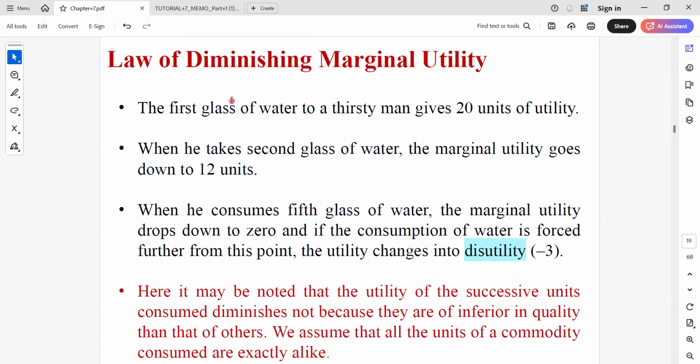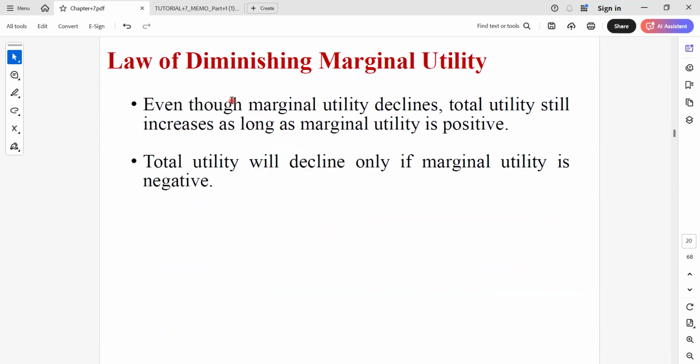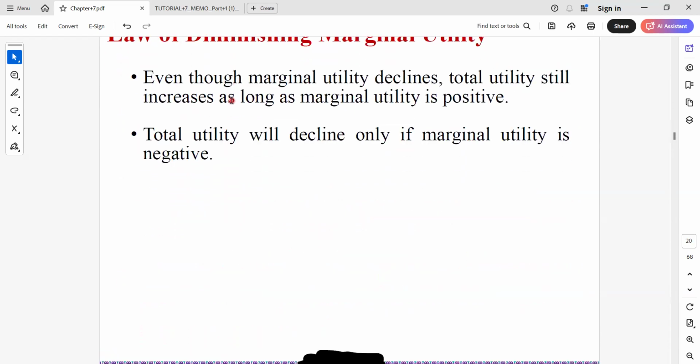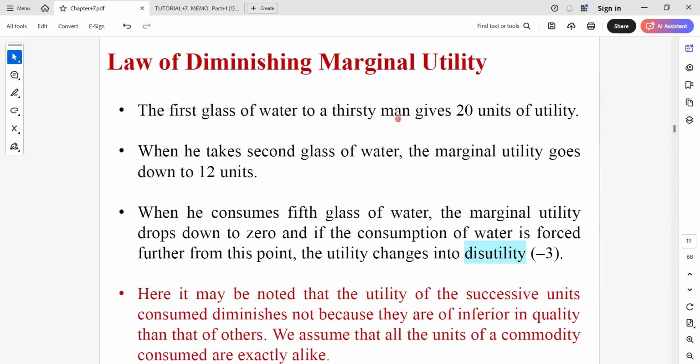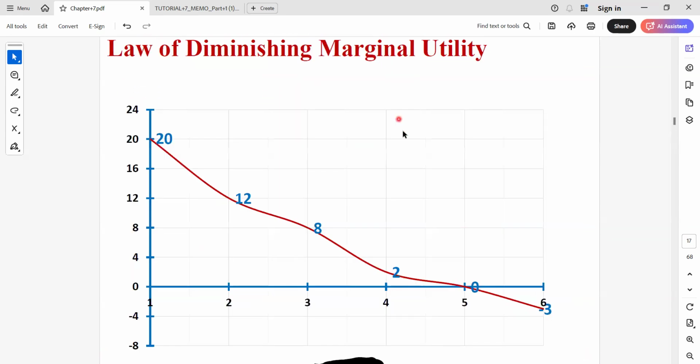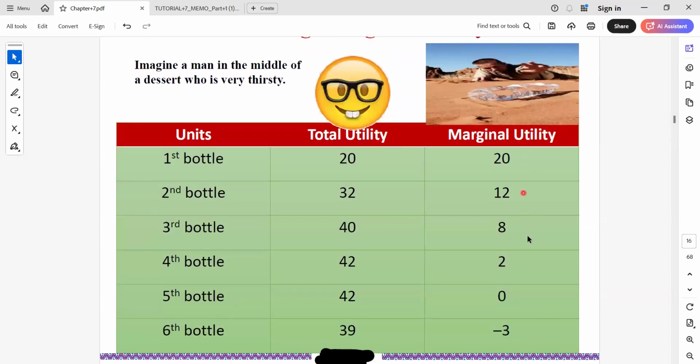The law of diminishing marginal utility, they are basically explaining what I've already explained here. Yeah, and also here, as well as with this one. So to say, the total utility is the sum of all marginal utilities. Yeah, your total utility, guys, is the sum of all your marginal utilities. Let me just try to prove that. If you were to add all of this, they would give you your total utility.